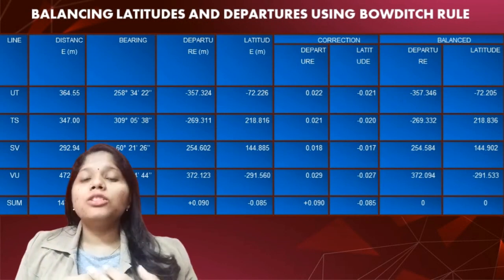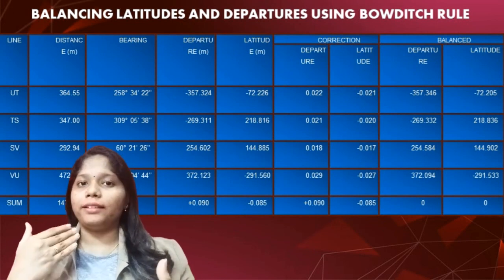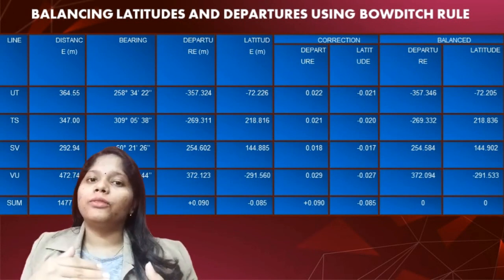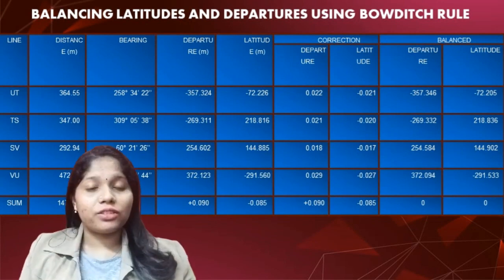adjustment calculations. Here we can see that once we total up the latitude and the departure, we get the value 0. This means the whole calculation is balanced now.